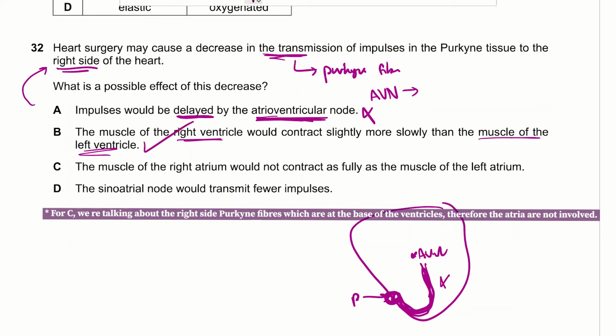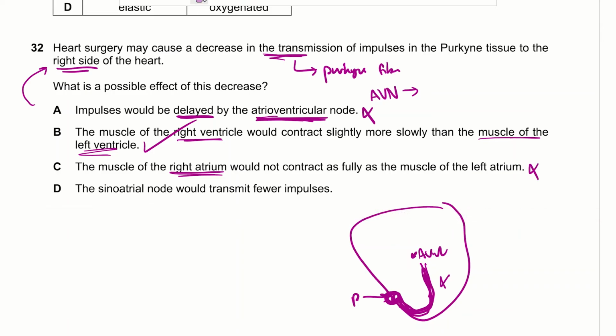So this is correct. C. The muscle of the right atrium would not contract as fully as the muscle of the left atrium. So here we're talking about the right side of the heart. Therefore, this is incorrect. D. The atrial node would transmit fewer impulses.